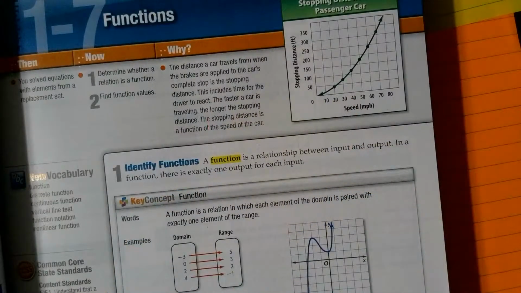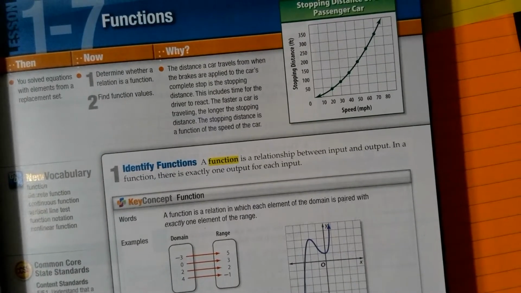Alright, let's get started. So, today is the day we learn about functions. Functions are why we learn about relations. One thing leads to another, such as math, such as life. Let's go. What's a function? A function is a relationship between input and output. In a function, there's exactly one output for each input.